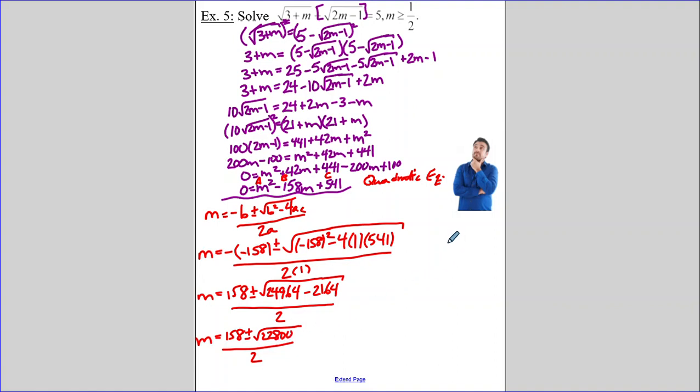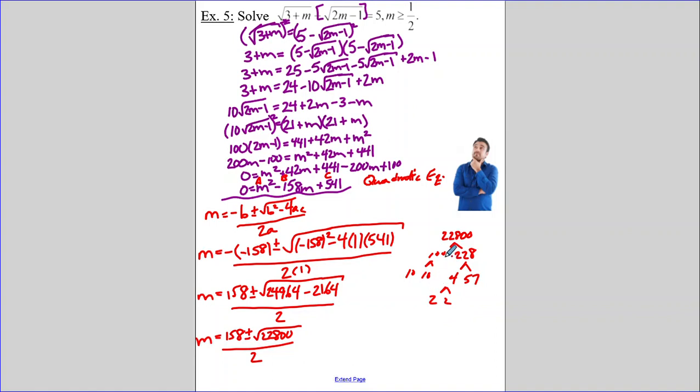So, 22,800 can really break apart. I see it ends in these zeros, right? So I know that this thing goes into 100. So 100 times 228, that'll work. And then I can break apart the 228, and I can break apart this into 10 times 10. 228 breaks apart into 4 and 57. So right away I can actually see that 100 times 4 can help me simplify this down a little bit.